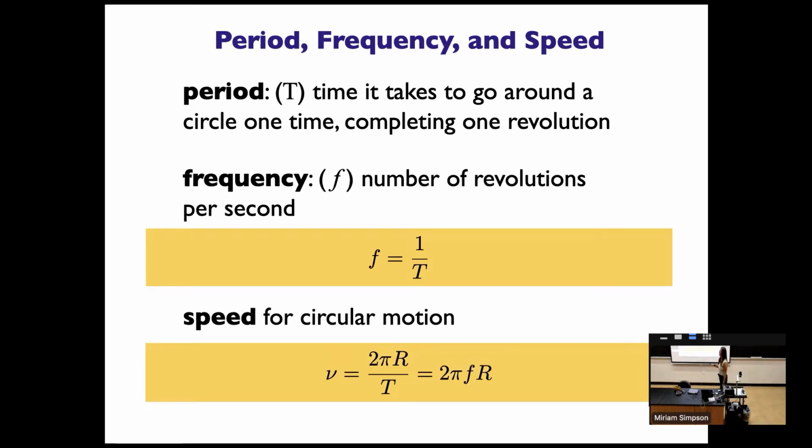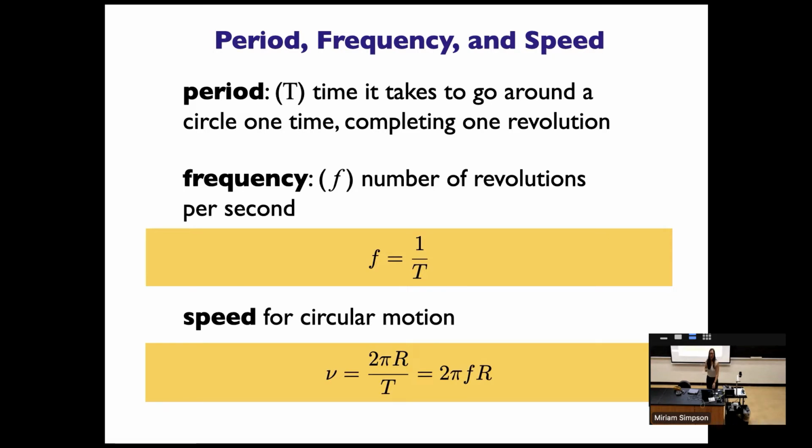Remember, period is the time it takes to go around a circle once. Frequency is the inverse of period. And speed for uniform circular motion, not all circular motion, because sometimes things move in a circle and they can speed up and slow down. That's a different set of parameters, but we're going to start with this simple model just to get the idea of how the acceleration works.